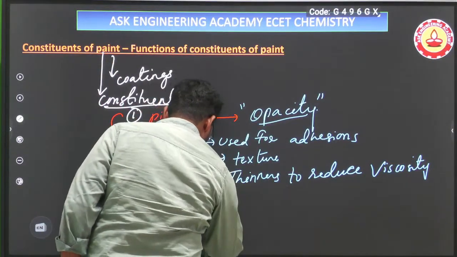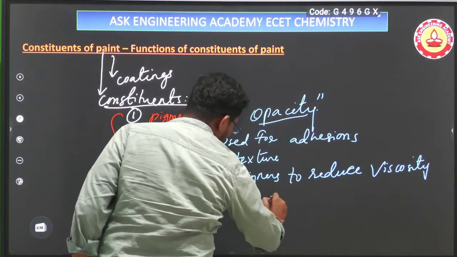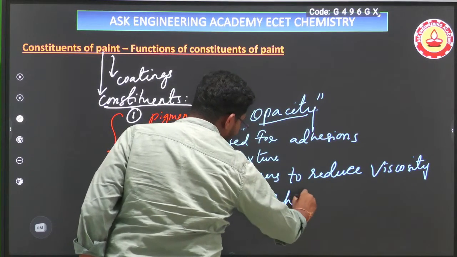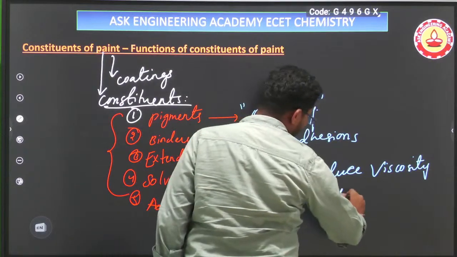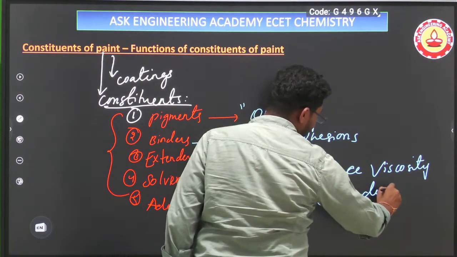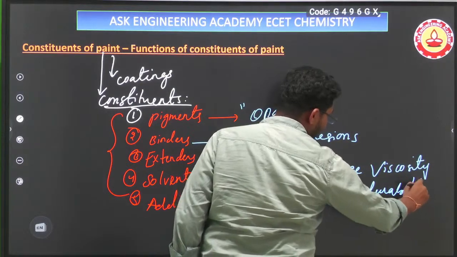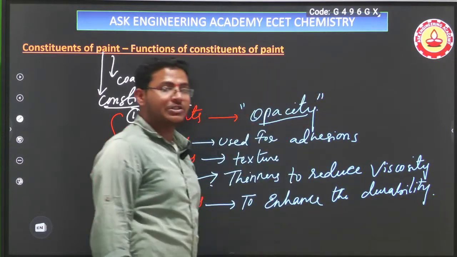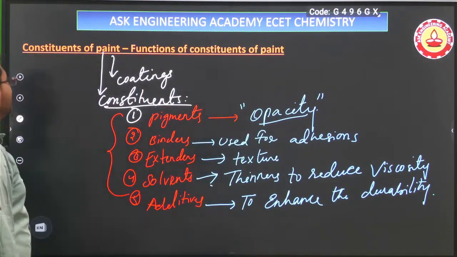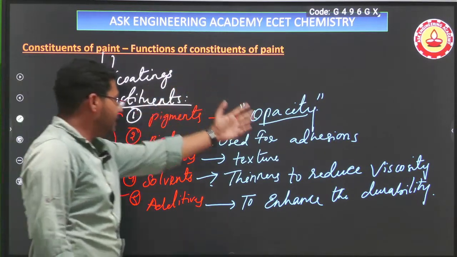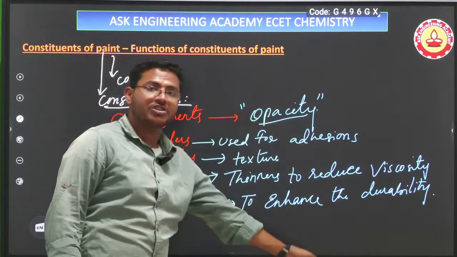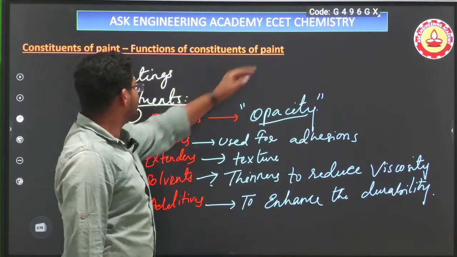Additive is generally used to enhance the durability of paint, or it increases the shelf life of paint. To enhance the durability, if we want to use the paint long-lasting, we need to add such things. That is called durability. This is called durability of paint. Constituents of paint are nothing but these 5 types, and each and every constituent has its own function. These are the functions. These are the constituents of paint.